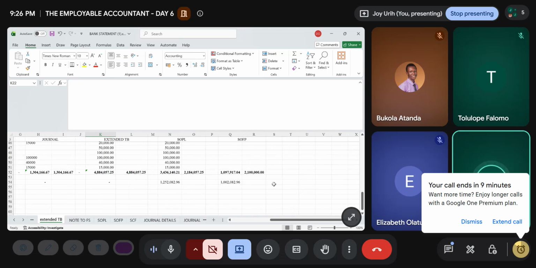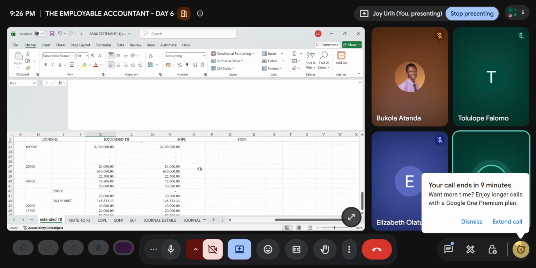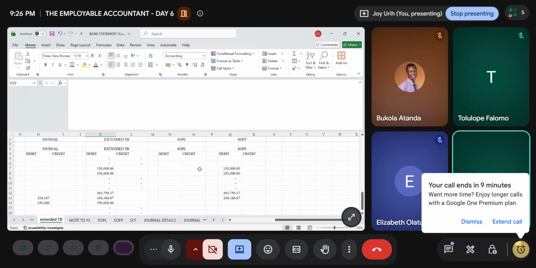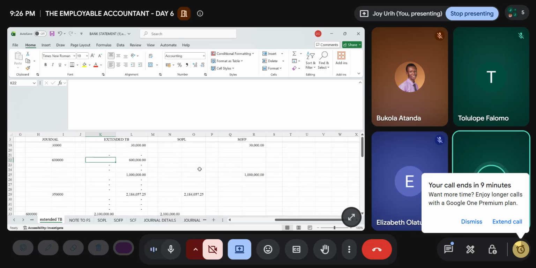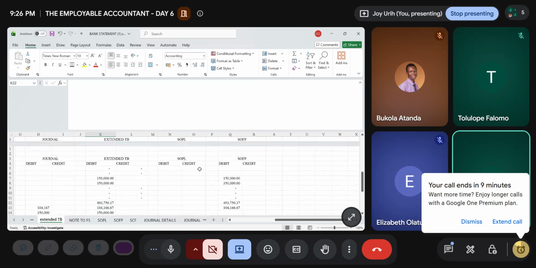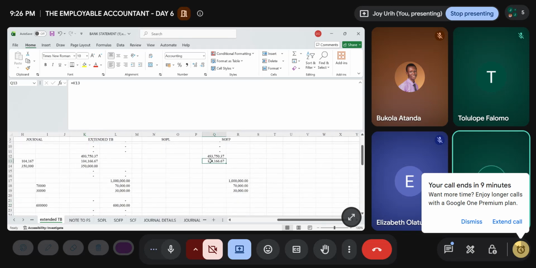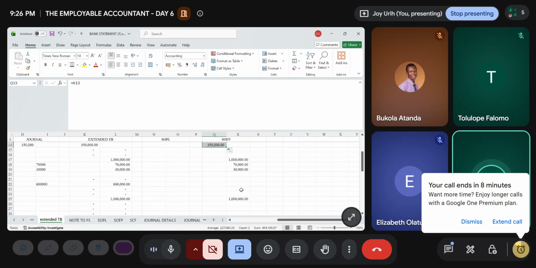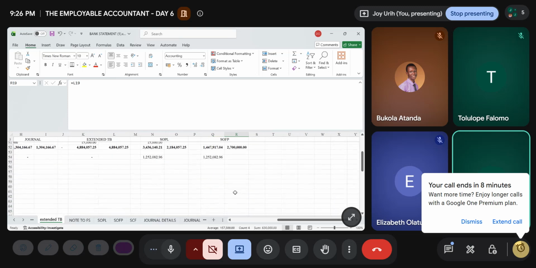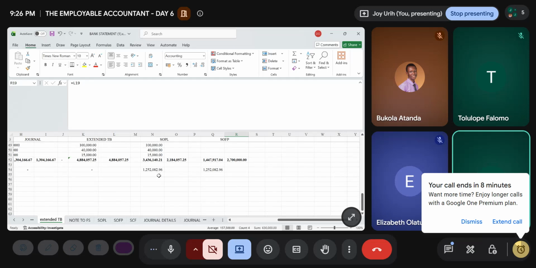So the next thing you want to do is your various statements. Check if the items that are supposed to appear are appearing there. So I think the problem is on our statement of financial position. Trade receivable is not showing here, and our trade payable is also not appearing. So I'm going to drag it down. So with this, our financials should agree.